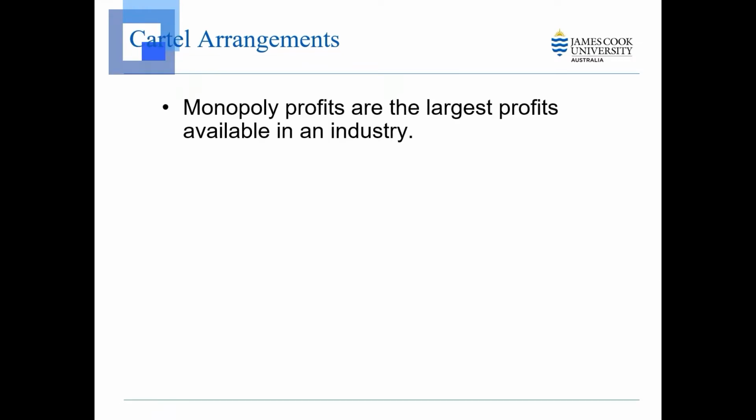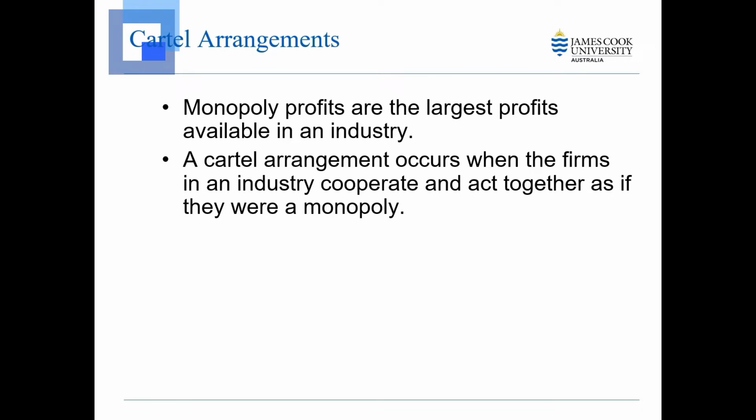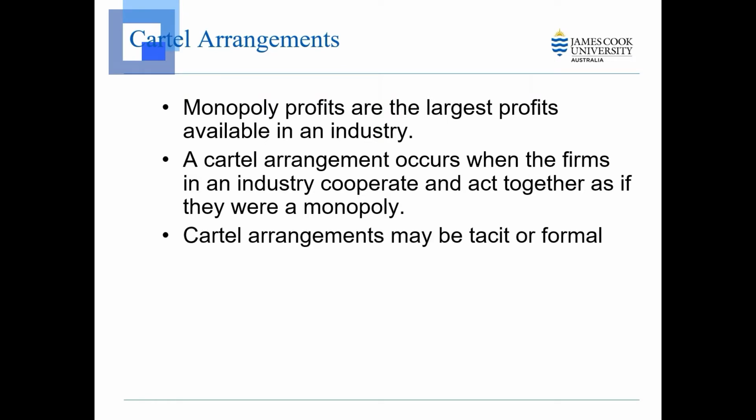The first one we will look at is called cartel arrangements. The idea here is that monopoly profits are the largest profits available in the industry. Since there are only a small number of us, suppose I'm a firm and there are only two of us in the market, why don't we collaborate to act like a monopoly, so we can make both of us better off. A cartel arrangement occurs when the firms in the industry cooperate and act together as if they were a monopoly. So there's a kind of collusion between us.